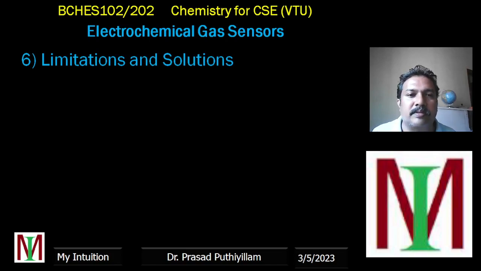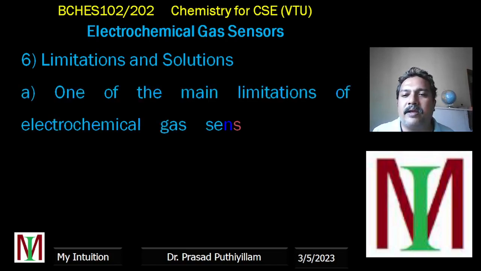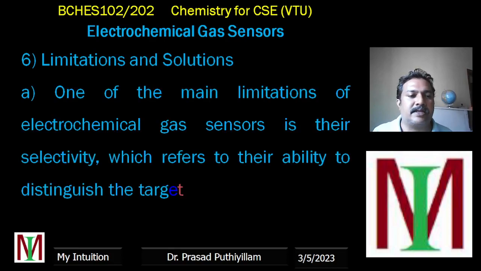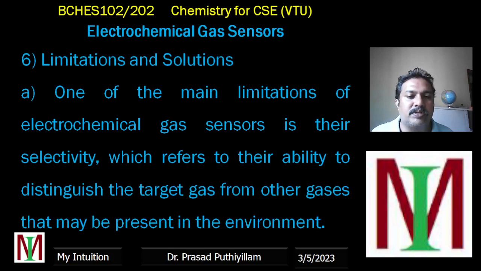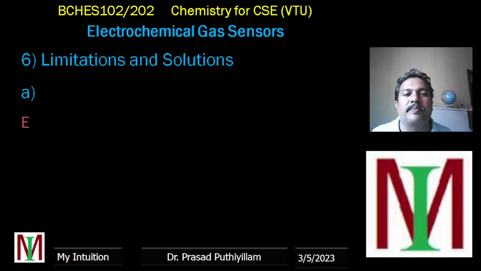That is a train. Limitations and solutions. One of the main limitations of electrochemical gas sensors is their selectivity, which refers to their ability to distinguish the target gas from other gases that may be present in the environment. We only said that selectivity is very good, the same thing is also one of the limitations. Okay, it should have a very good selectivity. Right now, whatever gas sensor we have is not having exact selectivity. It is not selectively identifying the gas that is our target. The other gas interference is also there.